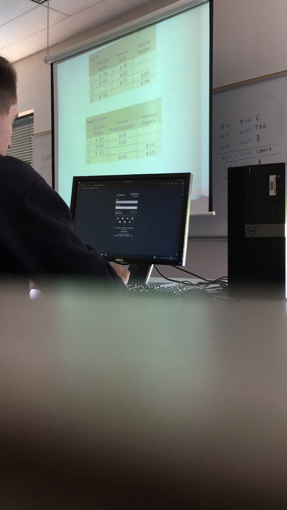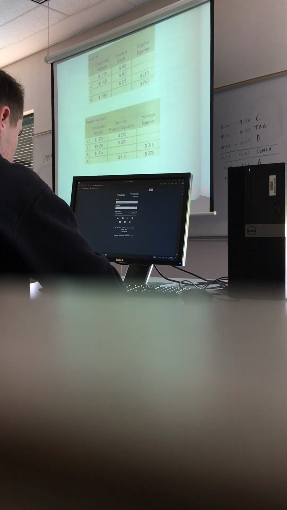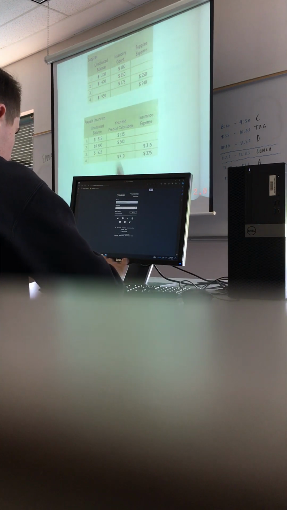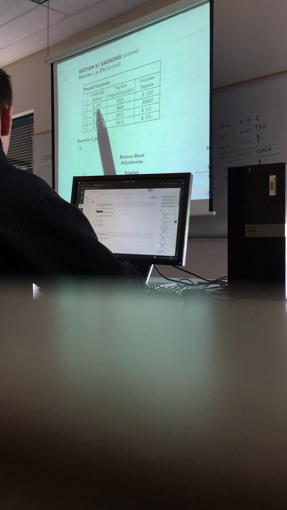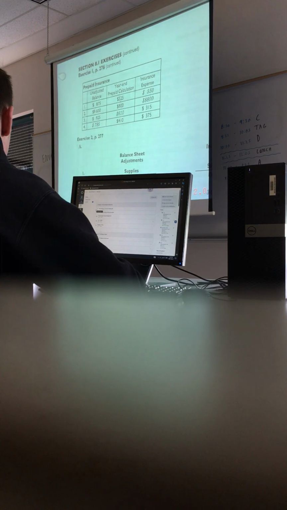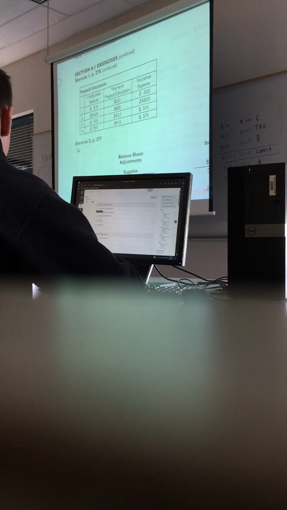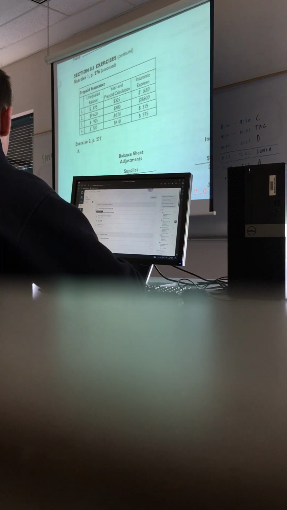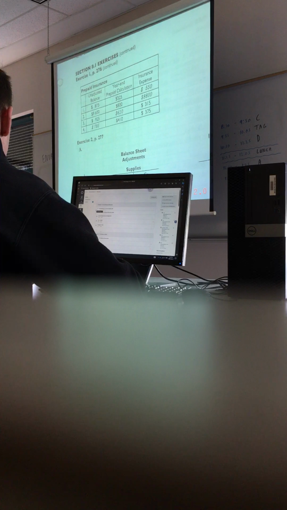So the next one was the exact same concept. The columns were just named a bit differently, but it's just for insurance. So again, it's what the policy was worth when you bought it. Column 2 is what's left at the end of the fiscal period. And column 3, the expense, is going to be what you used up. So exactly the same math. If you bought it for $875 and $325 is left, that means you've used up $550. It's the exact same question, they just have different names in the columns because one's supplies, one's insurance.